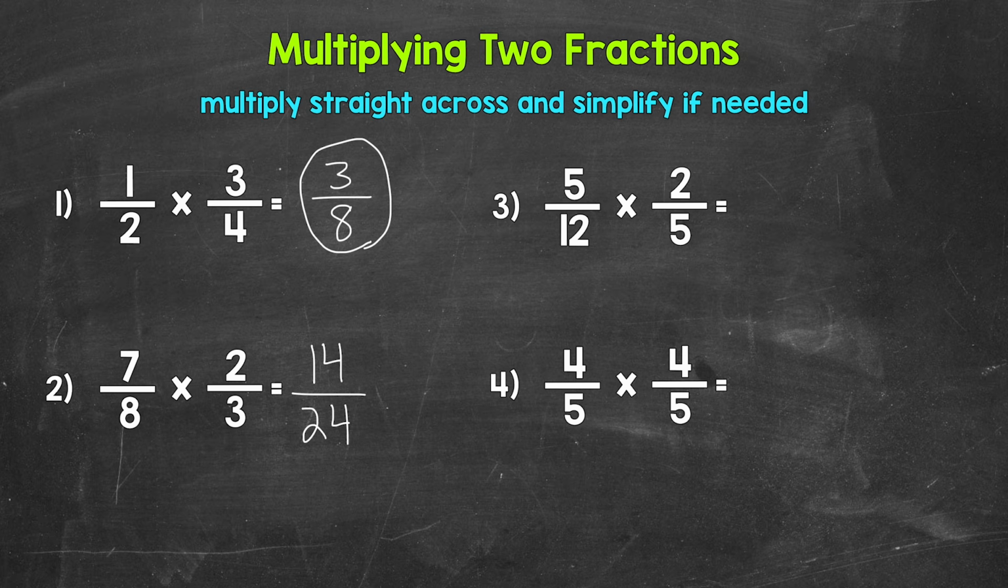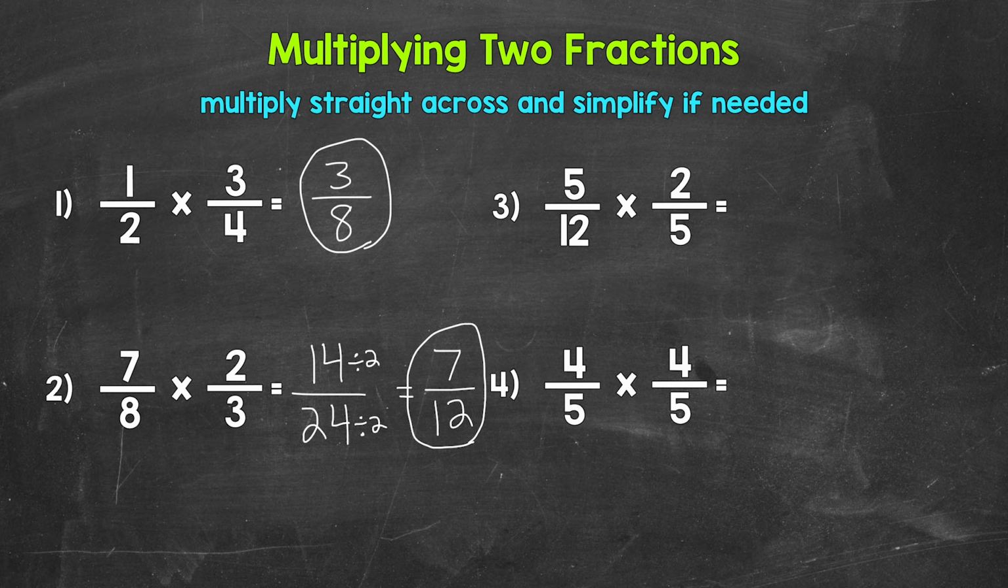We have a greatest common factor of 2 that we can divide 14 and 24 by. 14 divided by 2 gives us 7. And 24 divided by 2 gives us 12. The only common factor between 7 and 12 is 1. So this is in simplest form now. Our final simplified answer, 7/12.